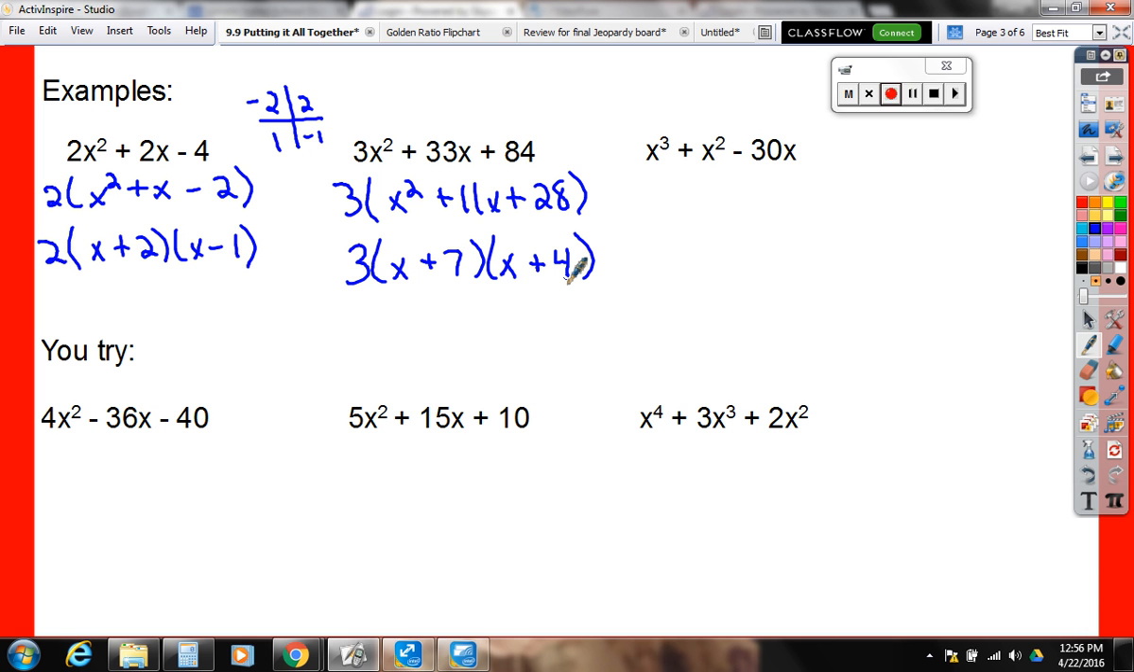Okay, Anthony, greatest common factor of the next one? 1. Well, 1 is the greatest common coefficient factor. What about variables? Do you have any variables in common? X. You have x, good. So if we take out x, what do we have left?